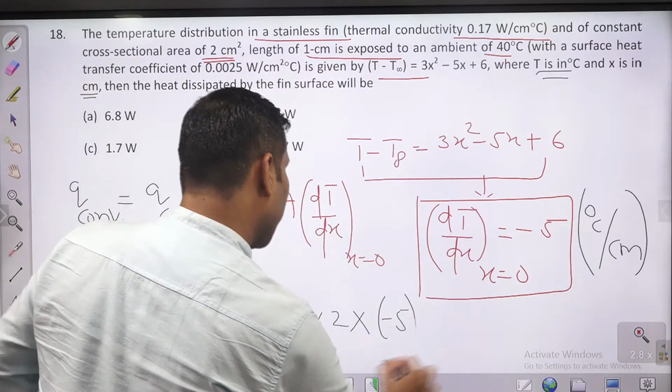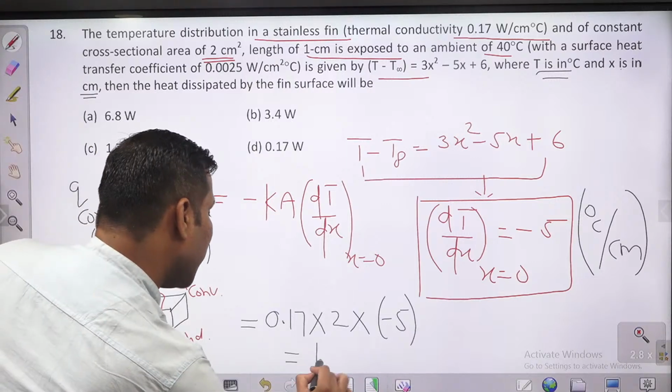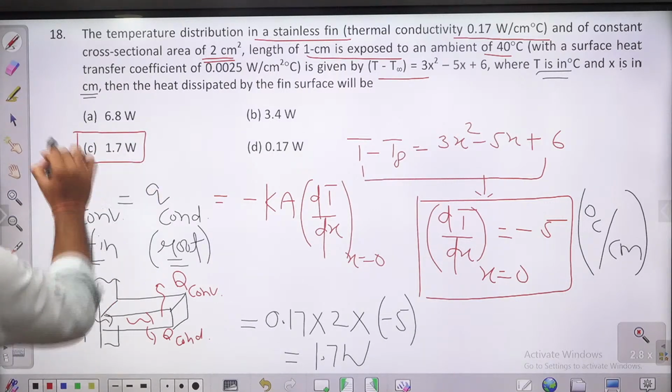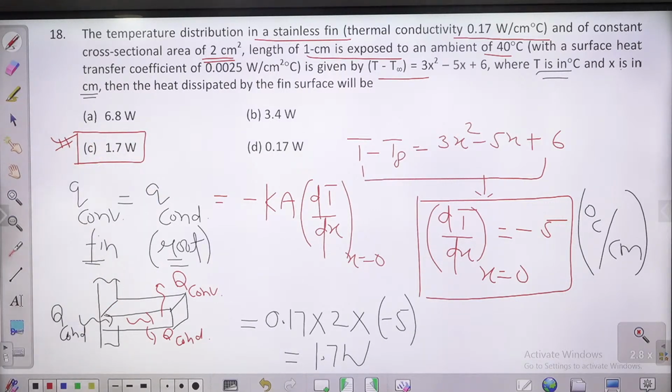Okay, so minus 5. Solving this, what will you get guys? You will get 1.7 watt. इसको solve करोगे तो क्या आ जाएगा बच्चों? 1.7 watt. Option C क्या हो जाएगा? This is the right answer. Okay, so how many got answer C?